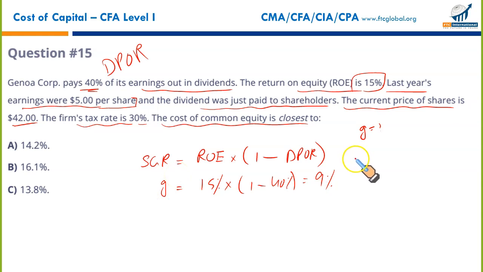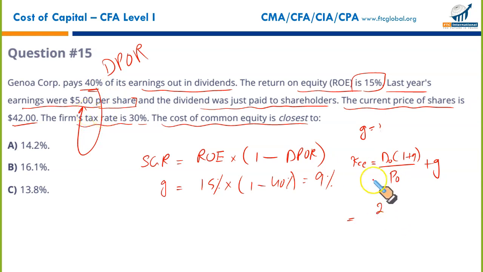In the dividend discount model, cost of common equity is equal to, we have been given the current dividend, we need to grow it at a certain rate. So D0 times 1 plus g, upon the current share price, plus the growth rate. What is D0? 40% of the earnings is paid as dividend. 40% of $5 gives you $2. That's the current dividend that we have just paid. Multiplied with the growth rate we have just calculated, 9%. So 1 plus 9%, 1.09.